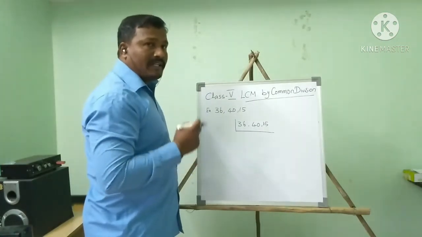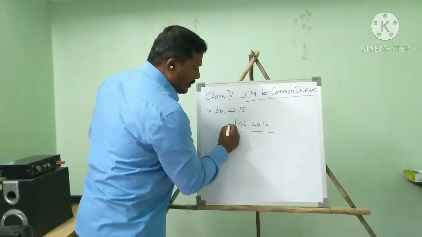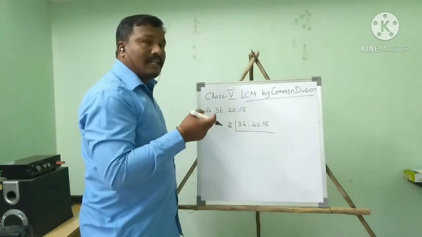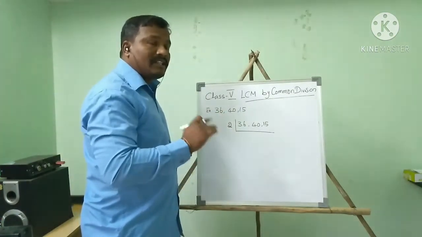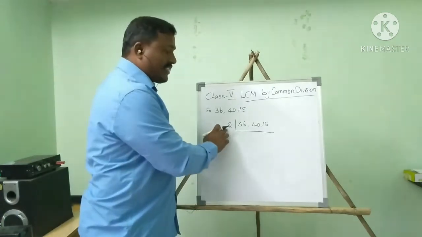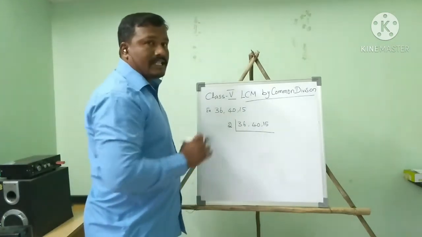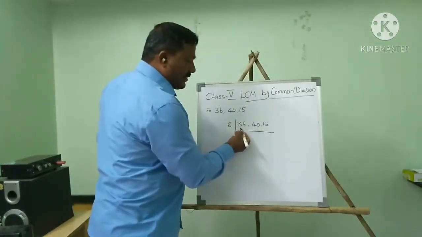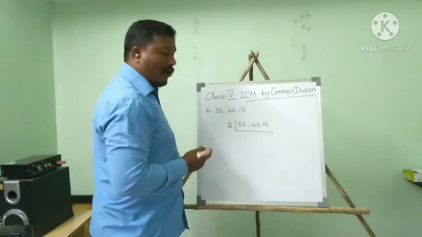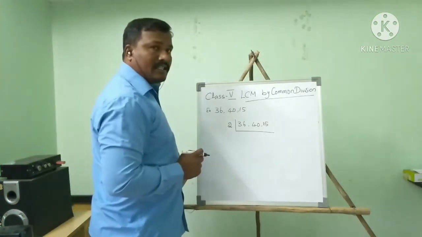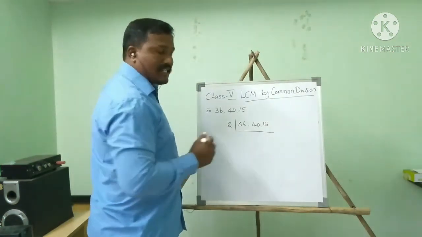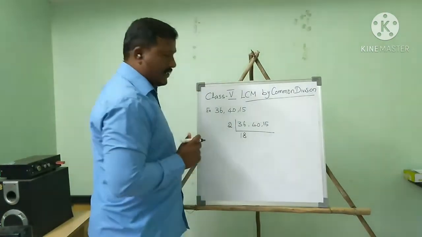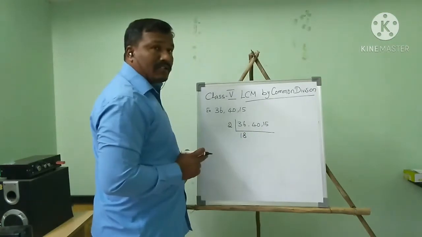Now I am going to divide by 2. In this method, if any number does not divide by the divisor, you have to bring it down as it is. What it means I will tell you later. Now you can divide 36. How many 2s are there in 36? 2 18s are 36. In 40, how many 2s are there?